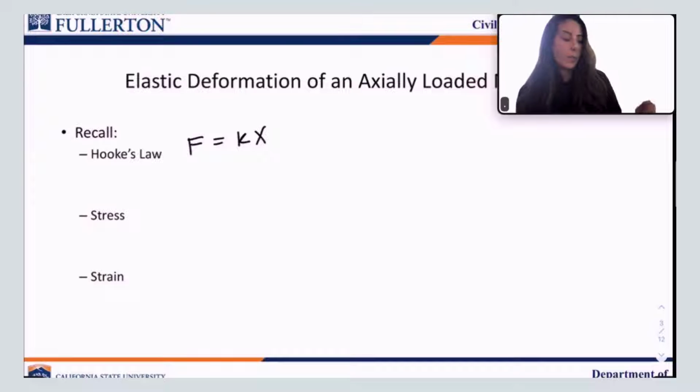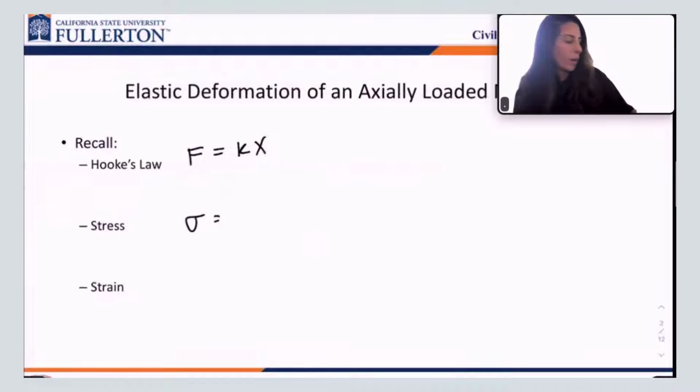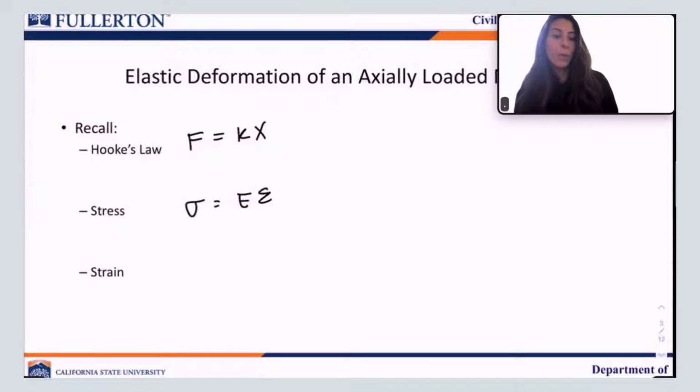The next formula we need to remember is the formula for stress and how it relates to strain. And this is in the linear elastic region of our stress-strain diagram, right? So we have stress is equal to E, which is the modulus of elasticity, or we also call this Young's modulus, times the strain, epsilon. And then the last formula that's going to be helpful in this small derivation is strain, epsilon, equals the change in length of the member when subjected to an axial load divided by the original length of the member.